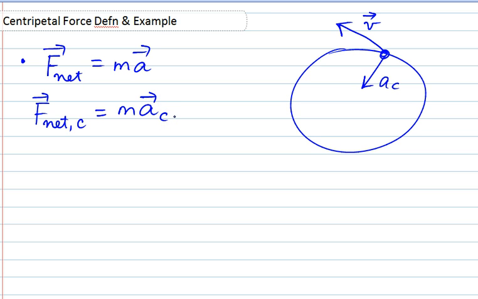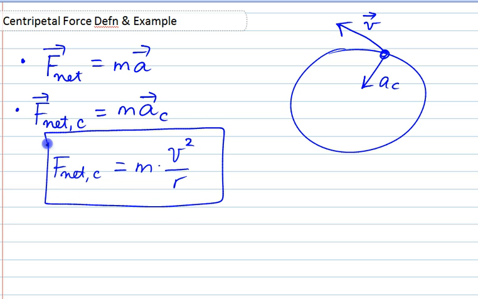Now it could be the case that there's only one force, which is centripetal, or there could be several. And so we'll look at lots of examples, but for now let's look at how to calculate this. Remember that the centripetal acceleration is also equal to v squared over r. And we're going to get rid of the vector signs and just talk about magnitudes. So this is the magnitude of the centripetal force, mv squared over r.